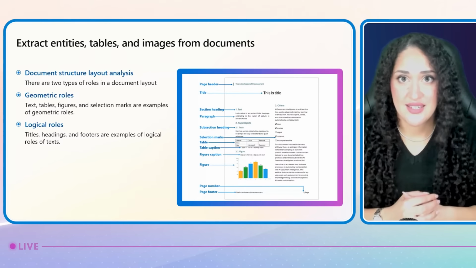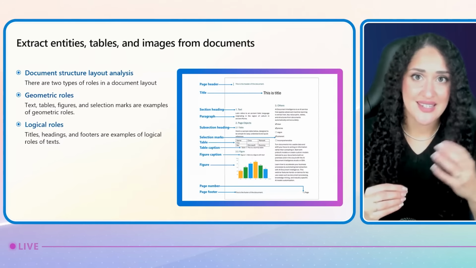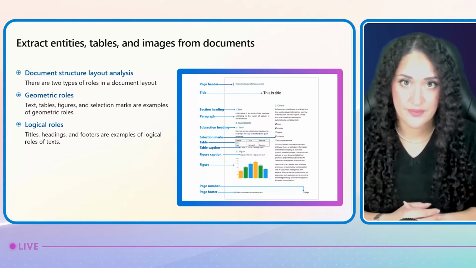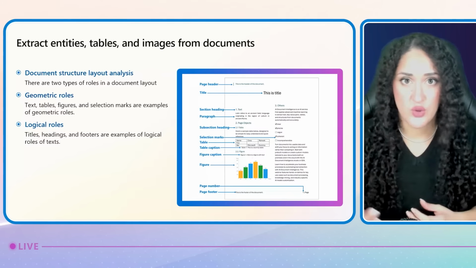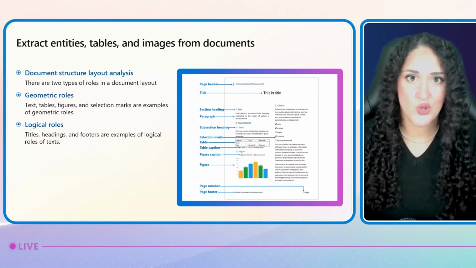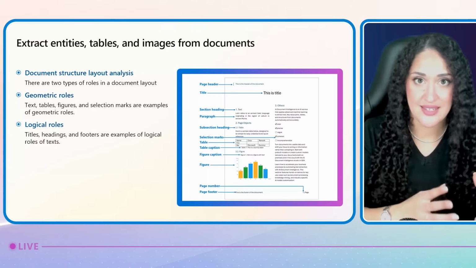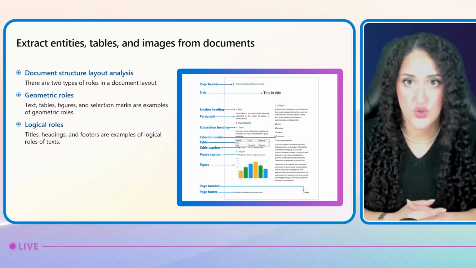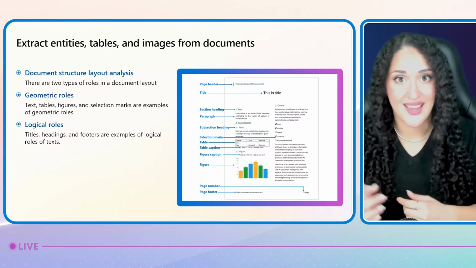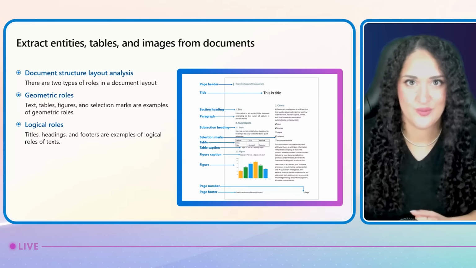Document layout analysis distinguishes geometric roles like text, tables, and figures from logical roles like titles and headings. This is an example of how you give structure to raw document contents. For the exam, make sure you understand how layout analysis feeds into the broader information extraction pipeline and how it helps downstream processes like RAG and agent knowledge retrieval.